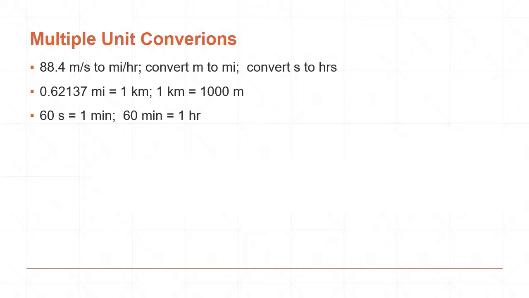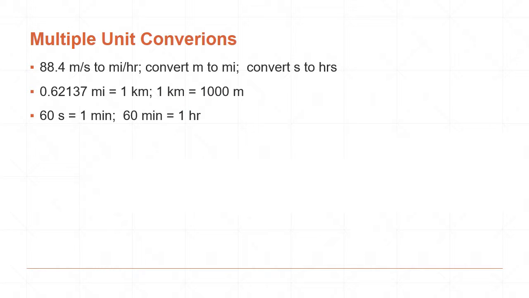Now here's my set of conversion equations. 0.62137 miles equals 1 kilometer. The 1 would be exact. This would contribute 5 significant figures. 1 kilometer equals exactly 1,000 meters. And again, I would consider both of these to be infinite. This is not a measurement. It simply is kilo modifying the meters, meaning 10 to the third meters, 1,000.